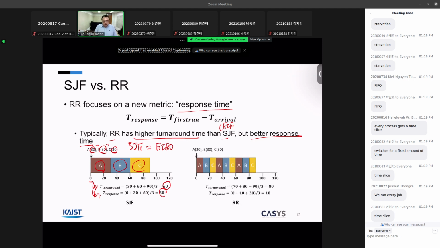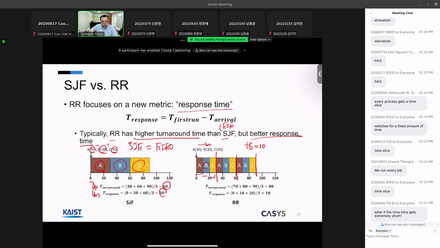But in round robin, let's say the time slice TS is 10, a unit of 10. Then A executes for 10 units and is scheduled out. Then B, which is next in order, is scheduled, uses 10, and is scheduled out. Then C. Okay. So after that, A, B, C repeat.